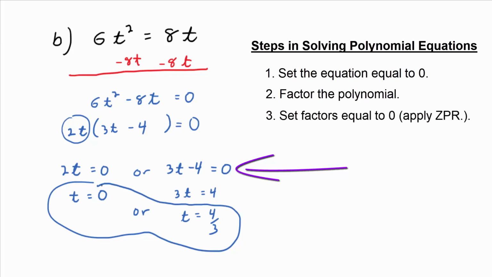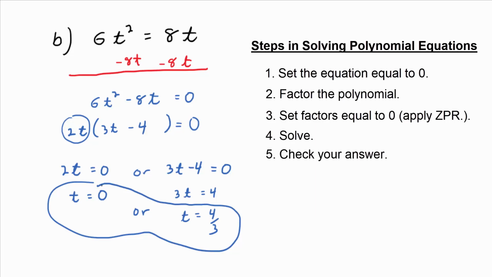Now, that's the zero product rule, isn't it? That says we can do that. So apply ZPR, the zero product rule, which means set factors equal to 0. And that's exactly what we did. And then what did we do after we set the factors equal to 0? We solved those individual equations. So solve. And let's add a fifth and final step: check.